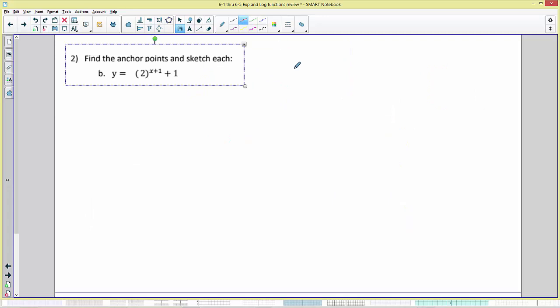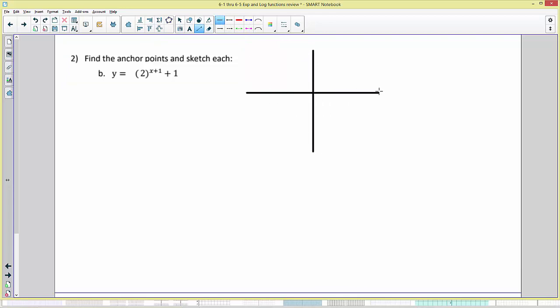Find the anchor point to sketch. Okay, so this is an exponential function. It's base 2, so no big surprise. It's exactly what we've been doing. And we know what the parent function looks like, and we know what the anchor points of the parent function look like. So the anchor points are, as always, 0, 1, and then whatever the base is, right?